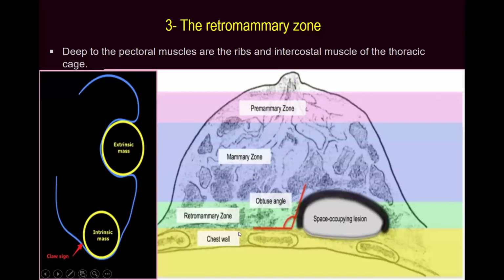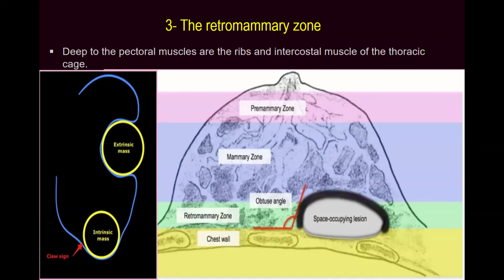If it arises from the chest wall, it will demonstrate an obtuse angle, like the mediastinal lesion, the pleural lesions, skin lesion, hypodermal lesion. If the lesion arises from the dermis, it will demonstrate the claw sign. If it arises from the hypodermis, it will have an obtuse angle. And the mediastinal lesion will give an obtuse angle. If it is within the lung, it will give the claw sign, and so forth.